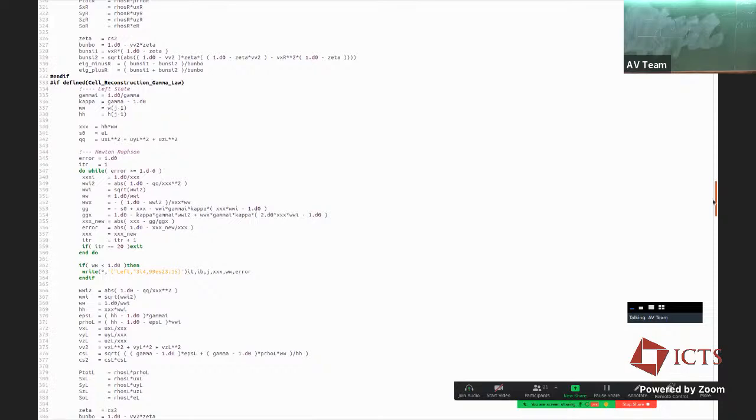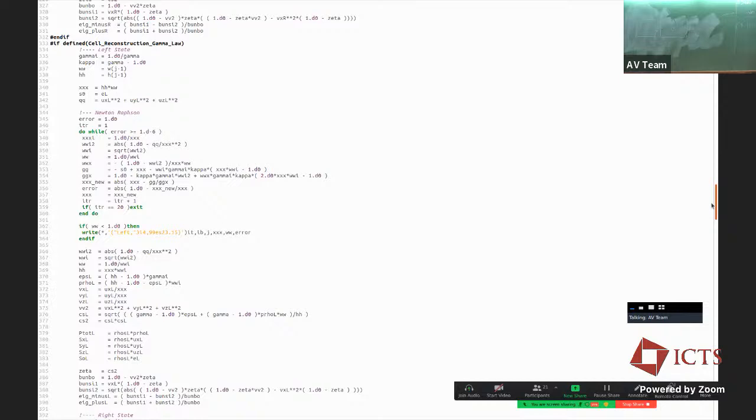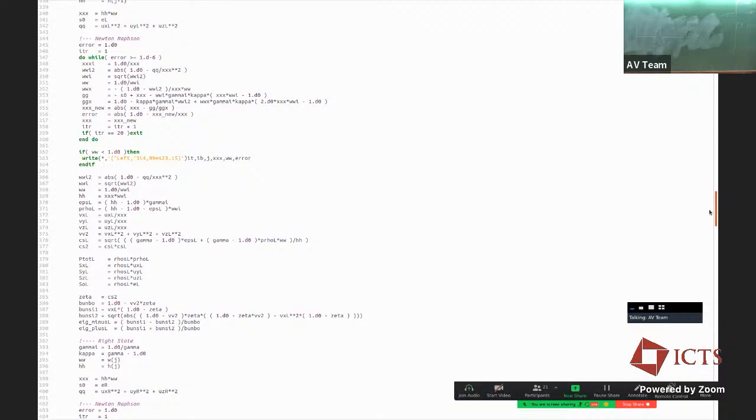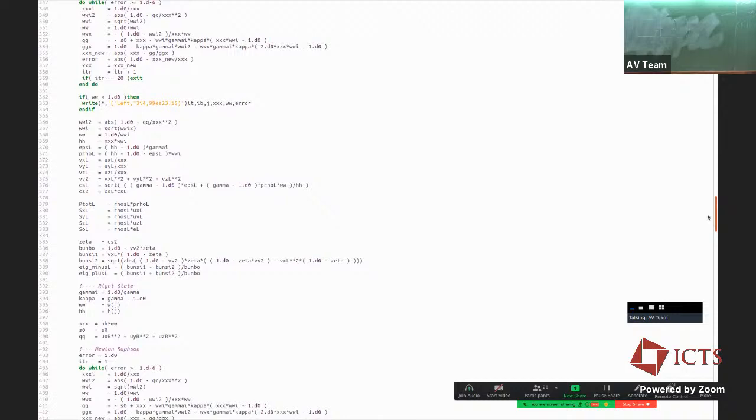After solving this Newton-Raphson primitive recovery, you now have the Lorentz factor W, which is described as W in code. Then you can construct epsilon, the internal energies, and P over rho omega, and so on. Then the sound velocity is calculated, and the left state of the physical flux is also calculated. Also, we can calculate the eigenvalues for the left and right state.